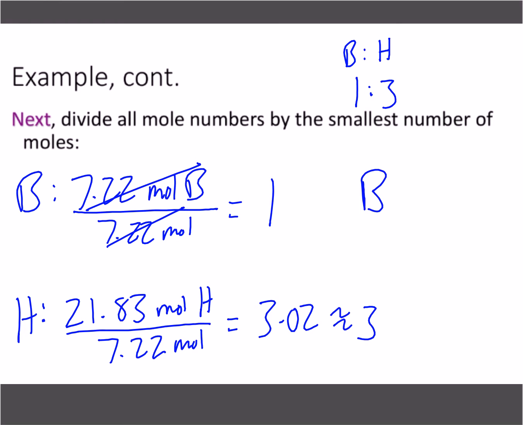B3H? BH3, right? Because, guys, the numbers that we get here from our ratios are telling us what our subscripts are for the compound. We have BH3. I'll give a prize if you can raise your hand and tell me the correct name of this compound.